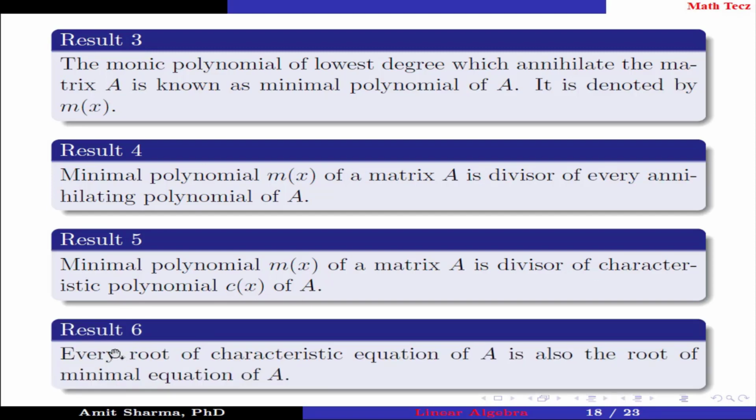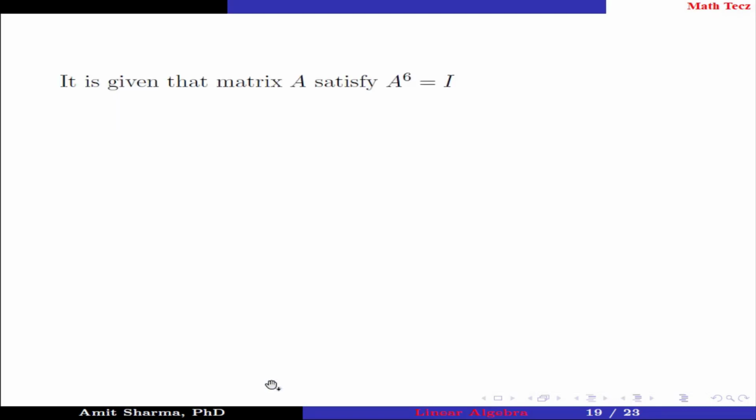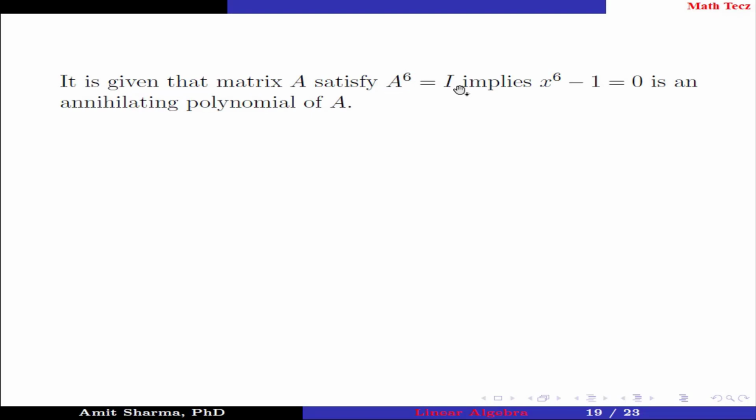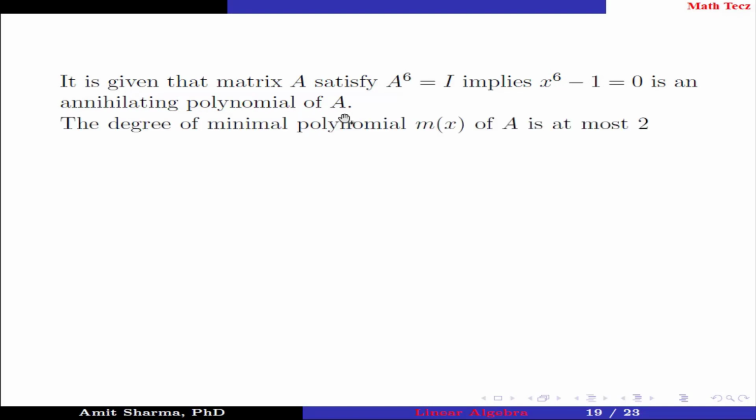Result number 6. Every root of the characteristic equation of A is also a root of the minimal equation of A. It is given that matrix A satisfies A to the power 6 equal to I, which implies x to the power 6 minus 1 equal to 0 is an annihilating polynomial of A. The degree of the minimal polynomial m(x) of A is at most 2 because A is a 2 by 2 matrix, and m(x) divides x to the power 6 minus 1.